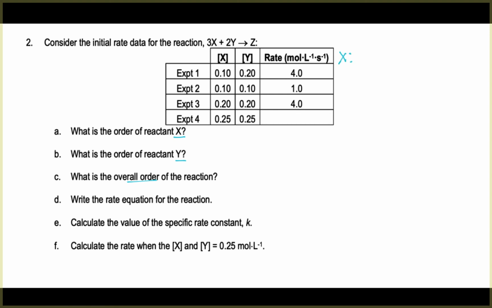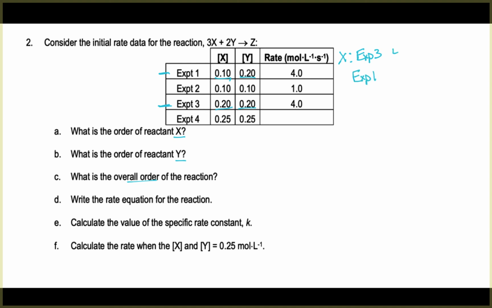So we're going to start with X. To solve for X, I have to find two experiments where X is changing but Y is staying the same. I'm going to use experiment 3 and experiment 1, because X changes and Y stays constant. So experiment 3 and experiment 1.